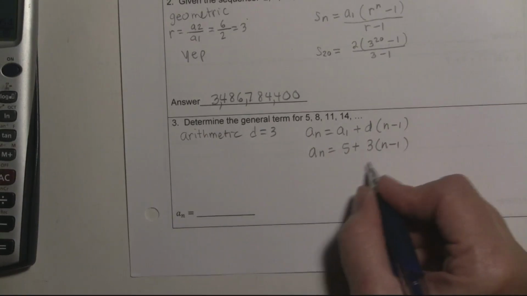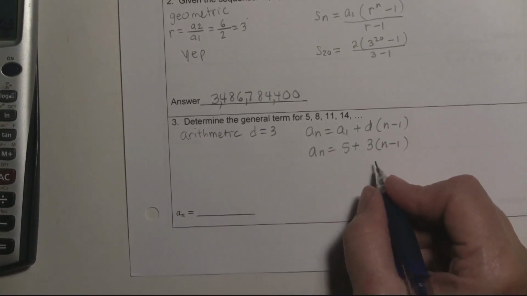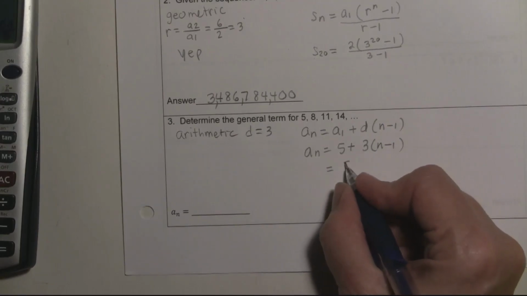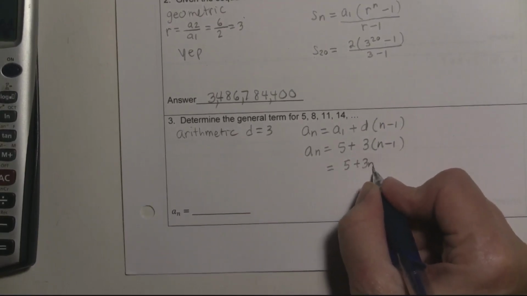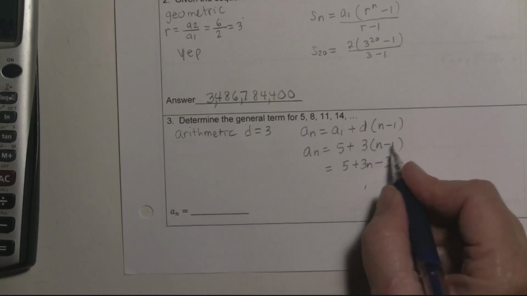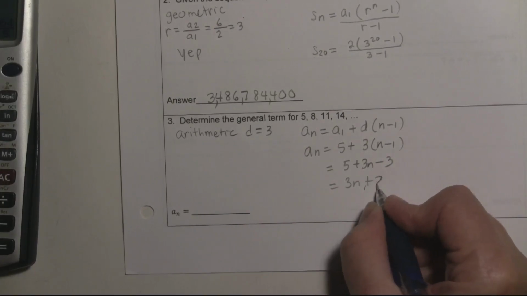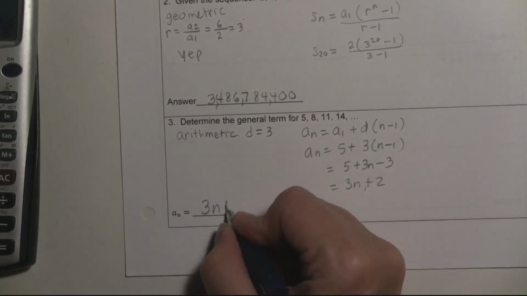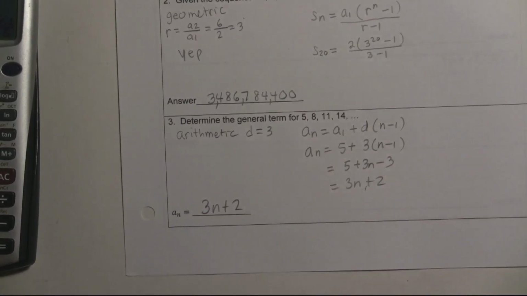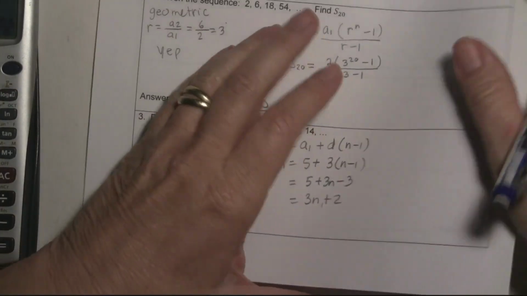And then you should not leave it like this. You should simplify it, because you're a math person, and math people simplify things because that's how they are. So distributing the 3, and then I get 3n plus 2. So 3n plus 2 is the general term. So we did a lovely job on that.